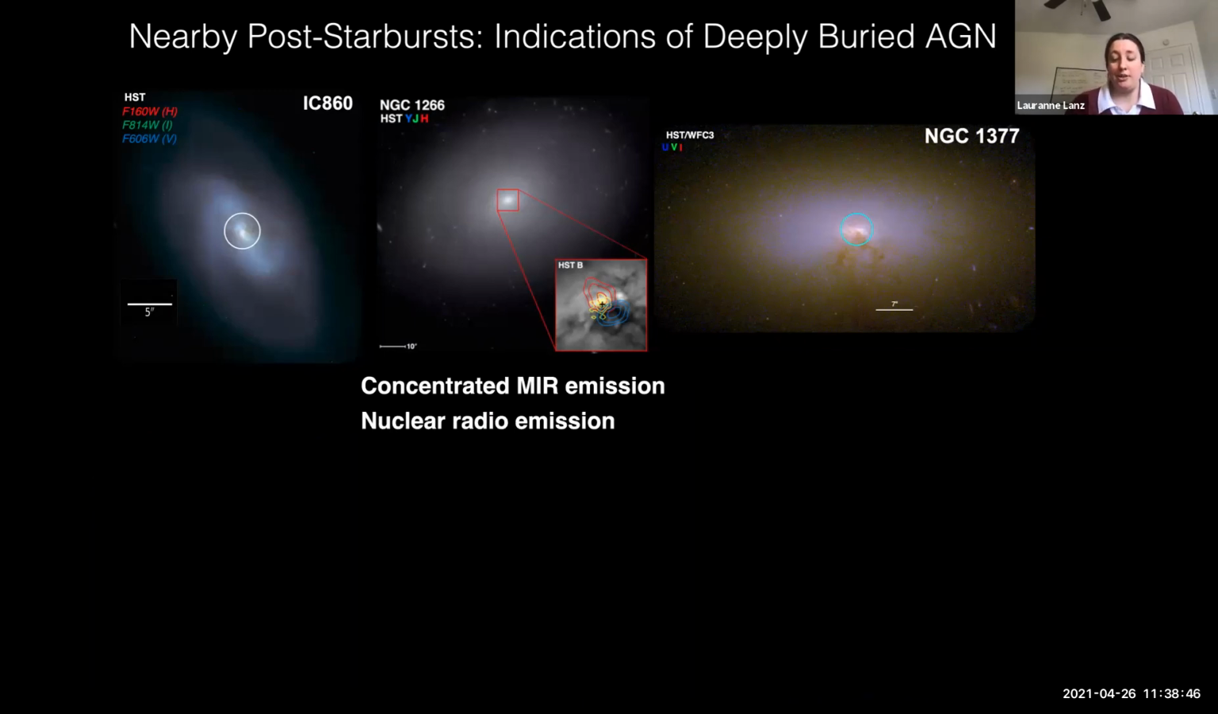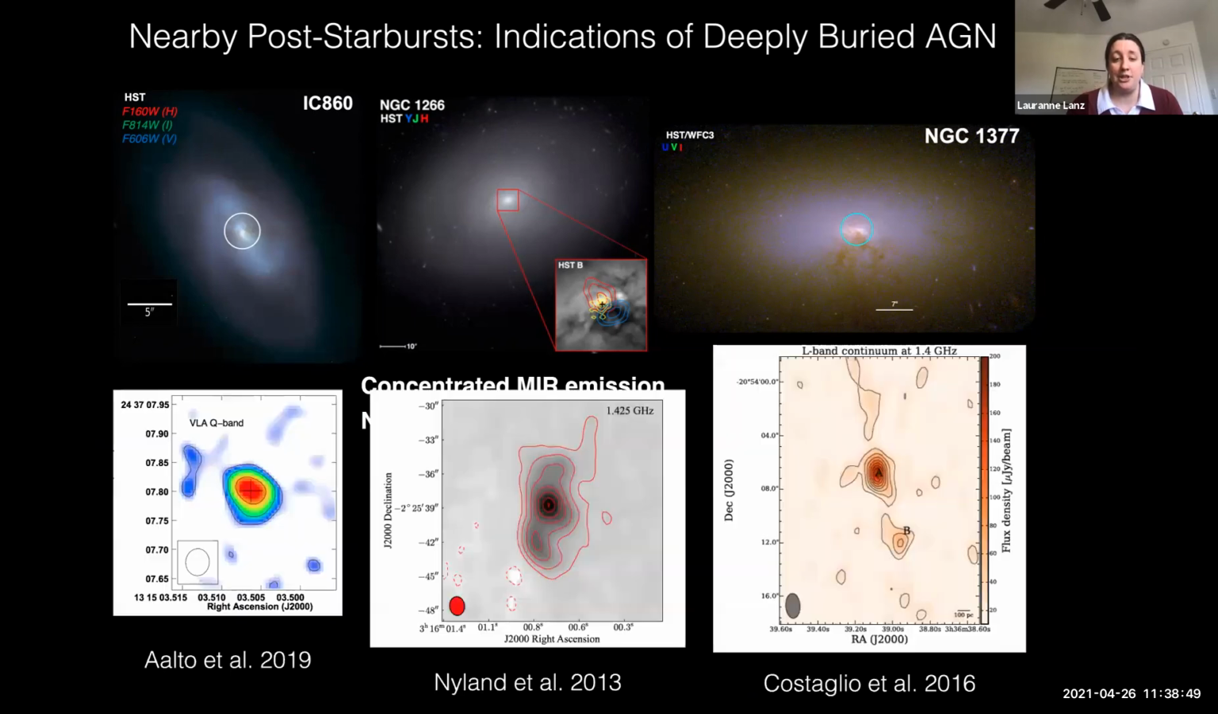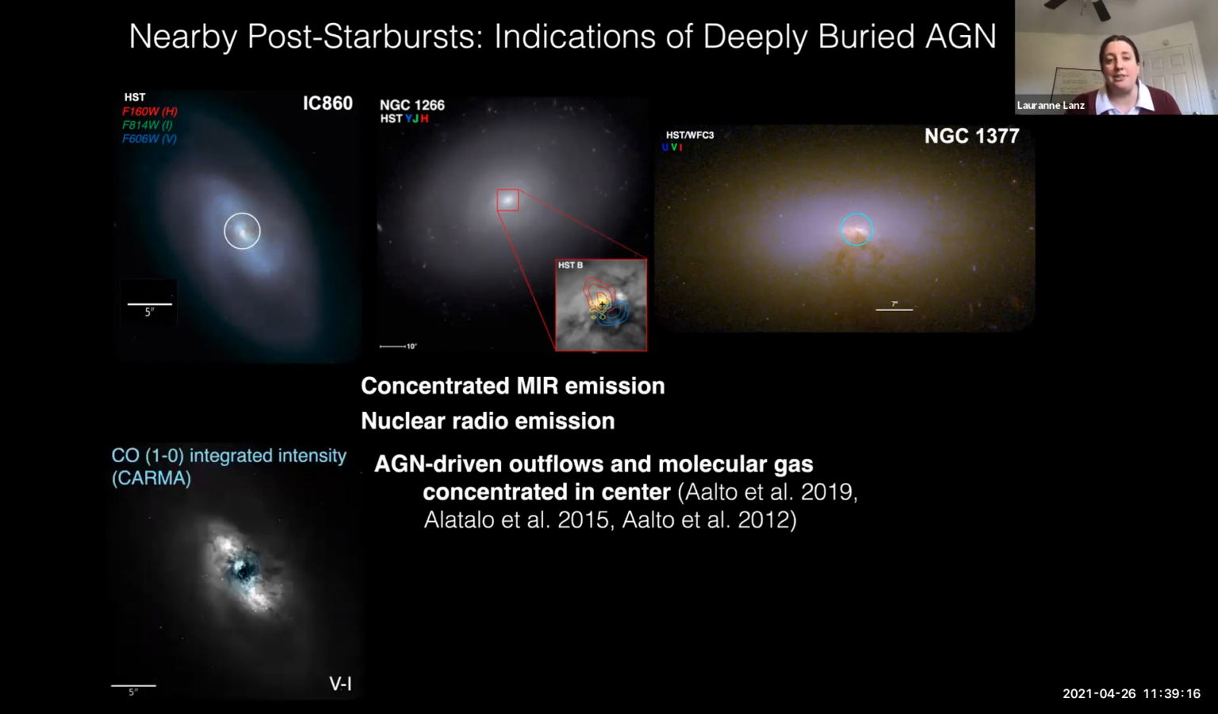In the radio, we also find that they have nuclear emission. These are all JVLA observations. IC 860 is relatively dominated by core. The 1266 clearly shows some extended emission, but on quite small scales, we're only looking at a couple arcseconds across here. 1377 is less convincing about extended emission, but definitely has some hints that perhaps there might be a little bit here. This works nicely with the fact that some millimeter observations really do tend to find that the molecular gas is concentrated in the center and shows signature of outflows.